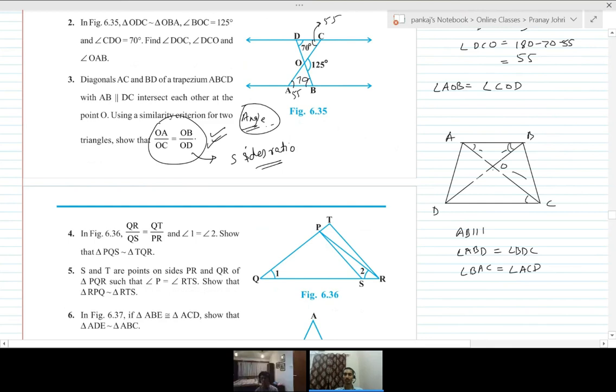So now we can write that. AOB is similar to DOC. Sorry, BOA is similar to DOC. Therefore, OA by OC is equal to OB by OD.